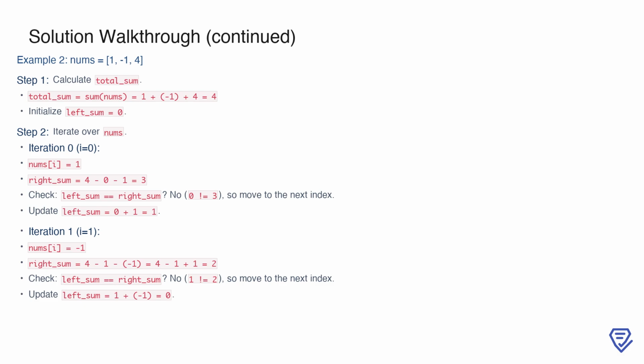Next, in iteration 1, where i equals 1, nums[i] is -1. Here, right_sum is calculated as 4 minus 1 minus -1, which simplifies to 4 minus 1 plus 1, resulting in 2. Again, left_sum and right_sum are not equal, so we update left_sum to include nums[i]. This makes left_sum 1 plus -1, which is 0.